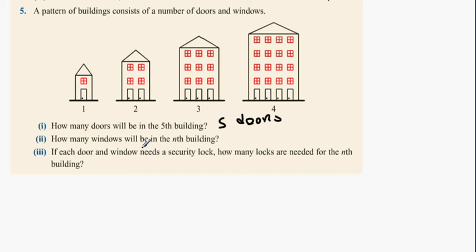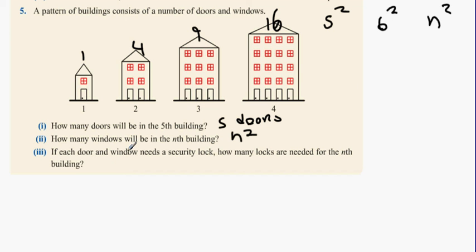How many windows will there be on the nth building? What we can see here is there's 1 on the first one, then 4, 9, 16. So we can see that it's going up in squares again. It's going to be 5 squared, which is 25, for the next one, then 6 squared, and on the nth building there should be n squared windows.